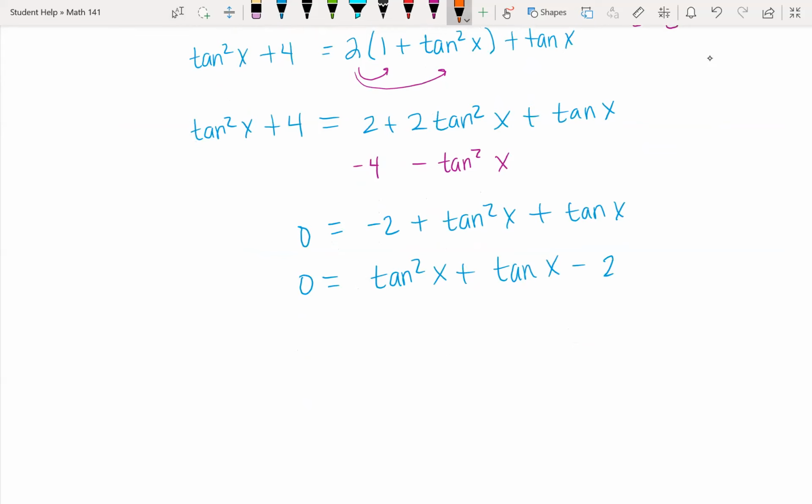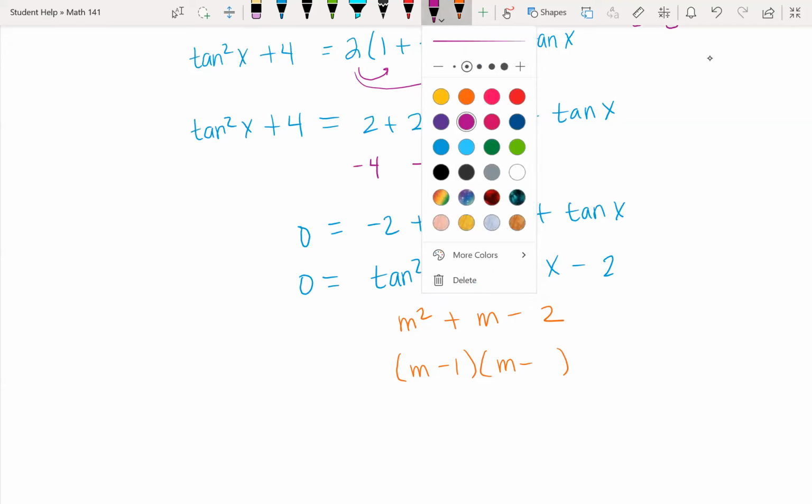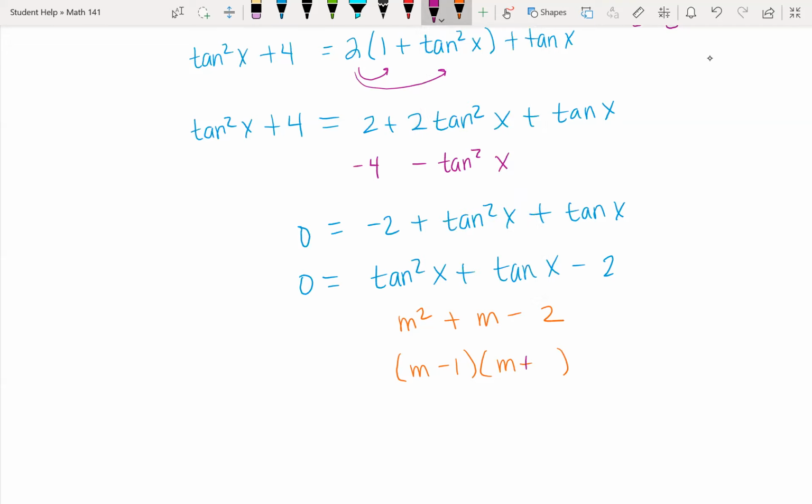This has the structure of m squared plus m minus 2, which factors into m minus 1 and m plus 2. Oops, I said m and I wrote x. Goodness, give me a second. Okay, plus 2, that's better.